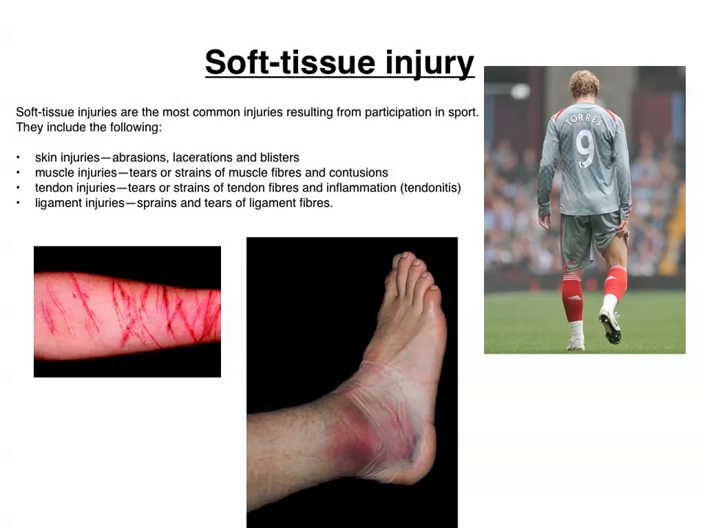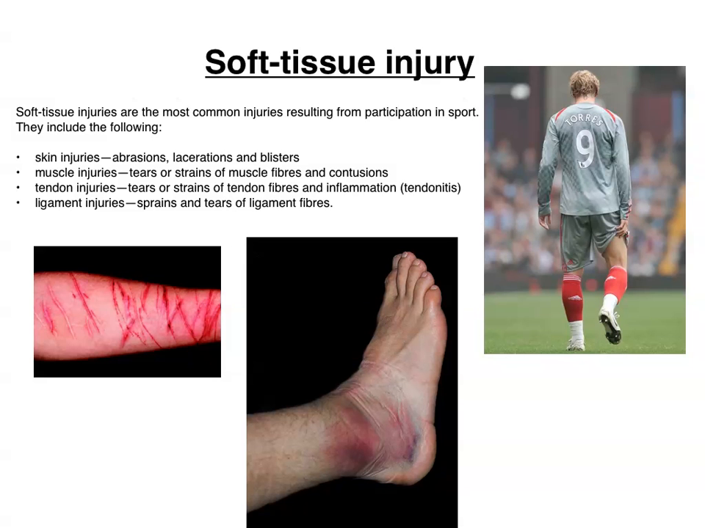We then come to the classification of soft tissue injuries. Soft tissue injuries are the most common injuries resulting from participation in sport. They can include any of the following: skin injuries, so an abrasion, grazing, lacerations, which is a cut, or blisters; muscle injuries, so a tear or a strain of muscle fibres; tendon injuries, tear or strains of tendon fibres and inflammation; or ligament injuries, sprains and tears of ligament fibres. So any of these could be classified.